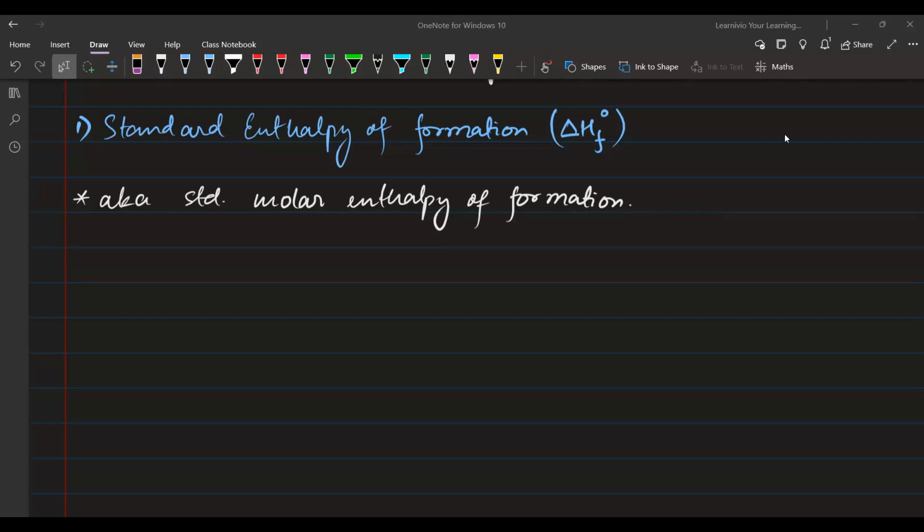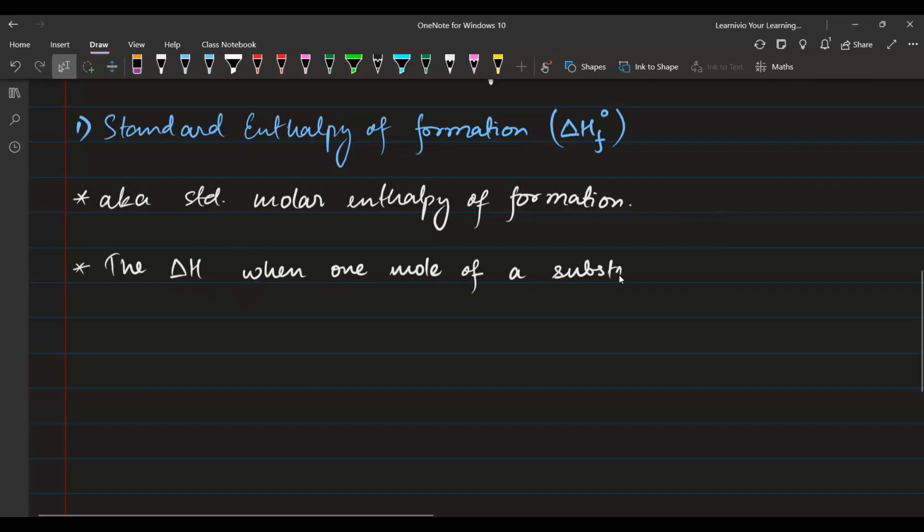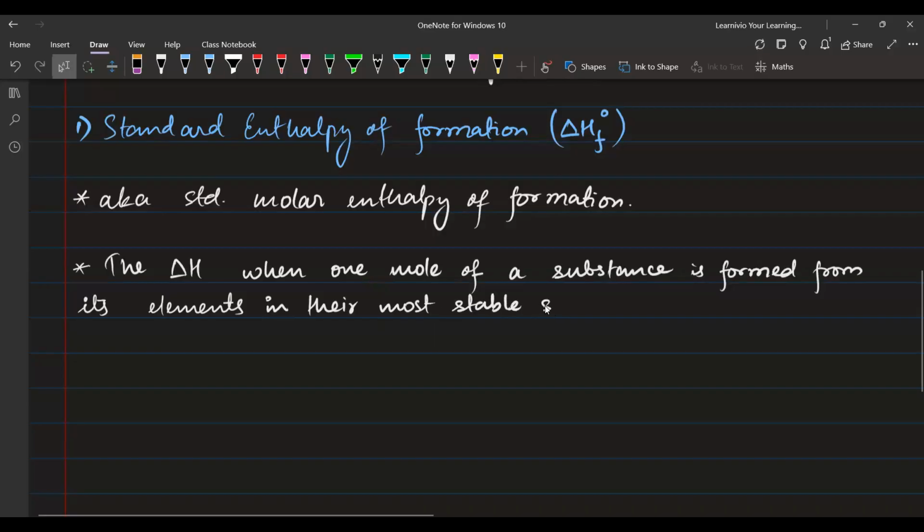Listen carefully. What is the standard enthalpy of formation? The enthalpy change, the delta H, when 1 mole of a substance is formed from its elements in their most stable state.